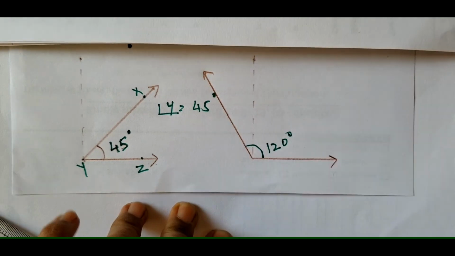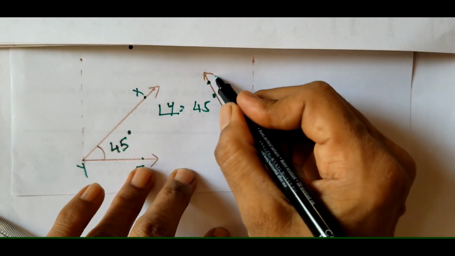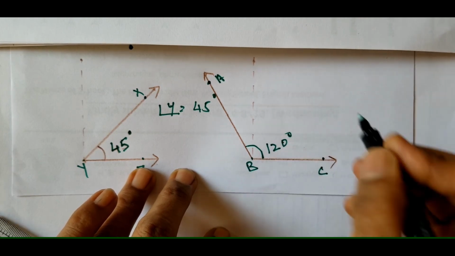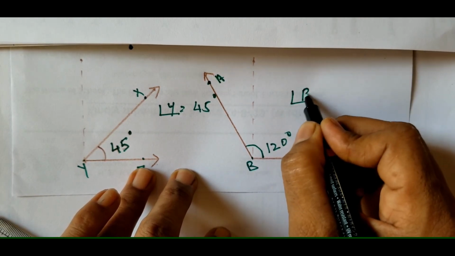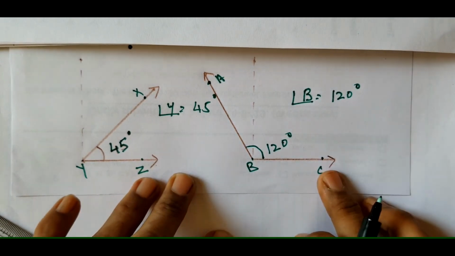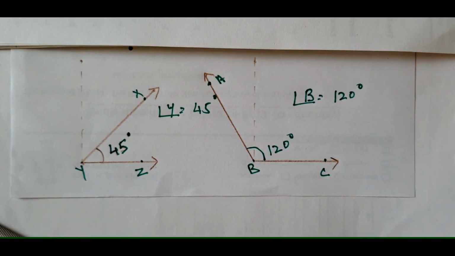Now this is my 120 degrees. Name the angle A, B, C. Angle B is equal to 120 degrees. This is how you draw an angle using a protractor. Take a few more degrees and draw an angle using a protractor on your own.